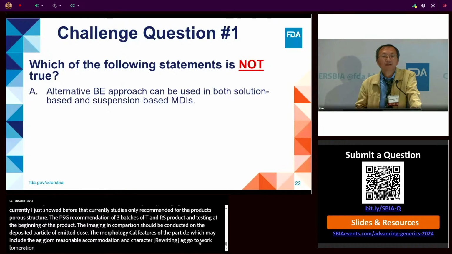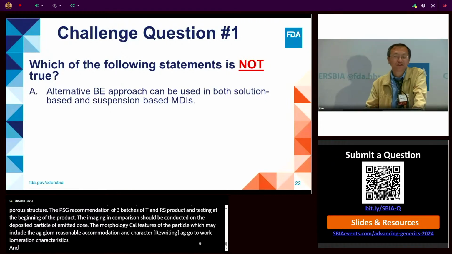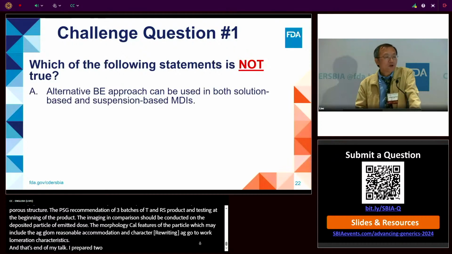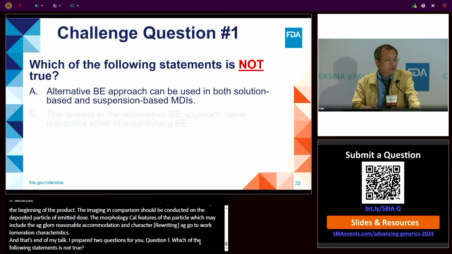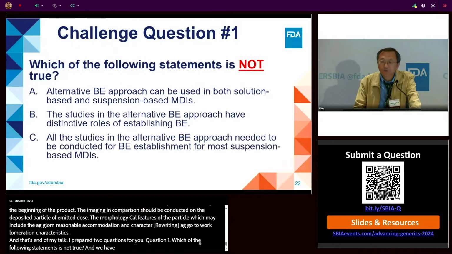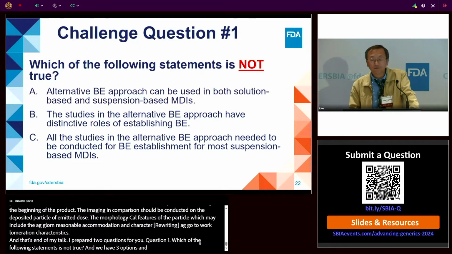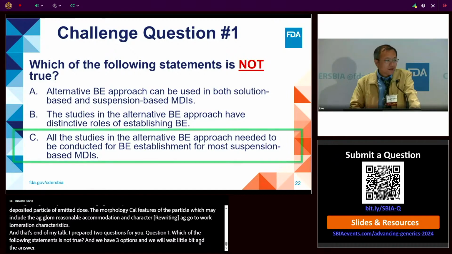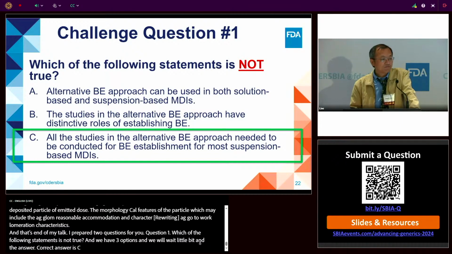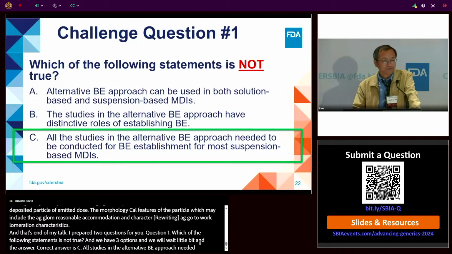At the end of my talk, I prepared 2 questions for you. Question 1, which of the following statements is not true? We have 3 options. Wait a little bit, and then we review the answer. The correct answer is C. All the studies in the alternative BE approach need to be conducted for BE establishment for most suspension-based MDIs. This statement is not true.